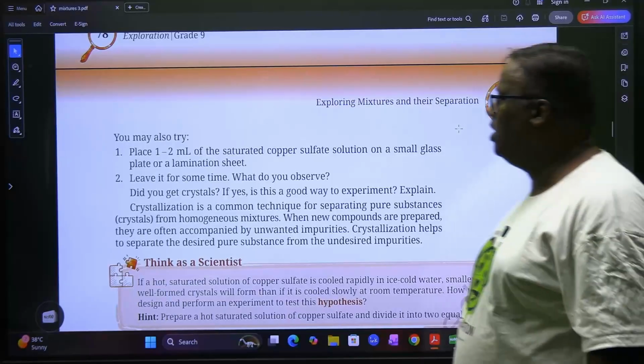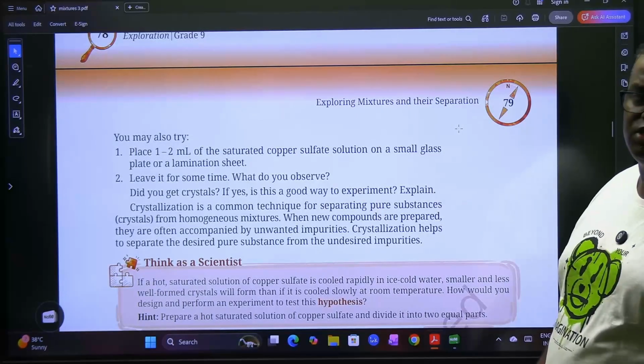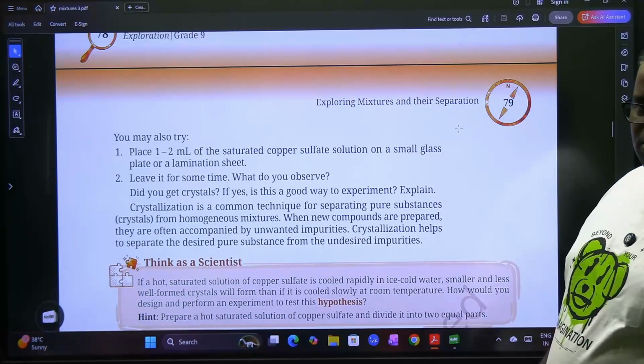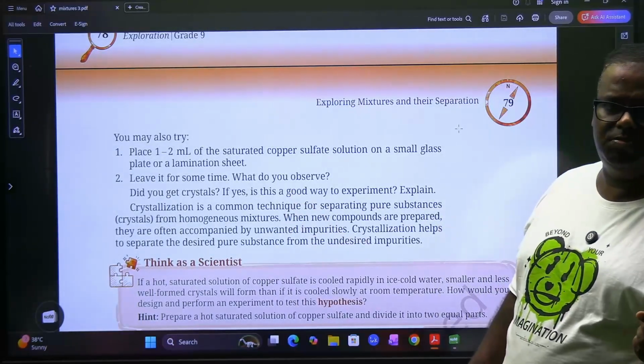So take 1-2 ml of the saturated copper sulfate solution on a small glass plate or a lamination sheet. Have you seen slides in the biolab, the glass ones? So you can just pour a little bit. Leave it for some time. What will you see? Some crystals, some small granules.